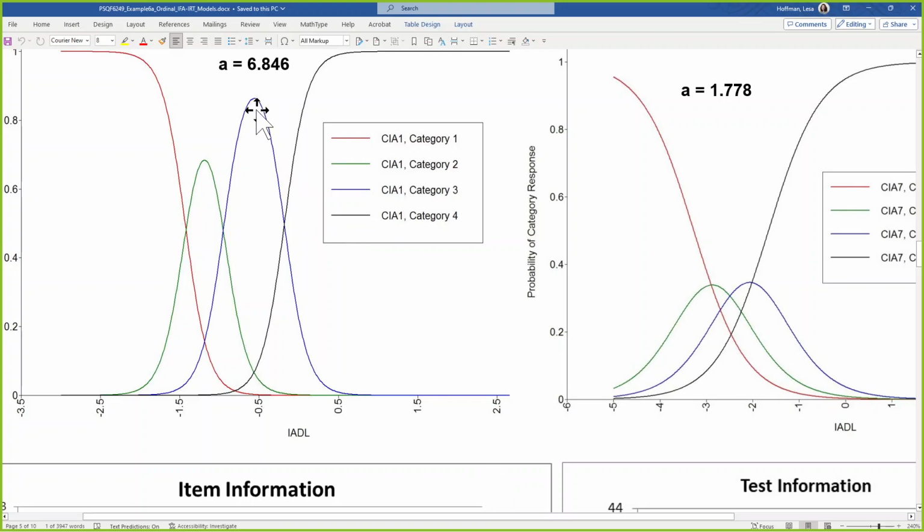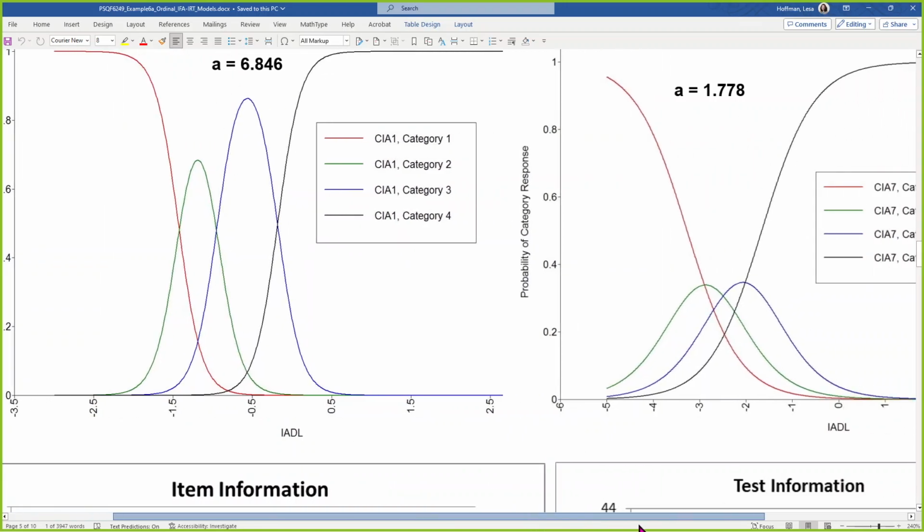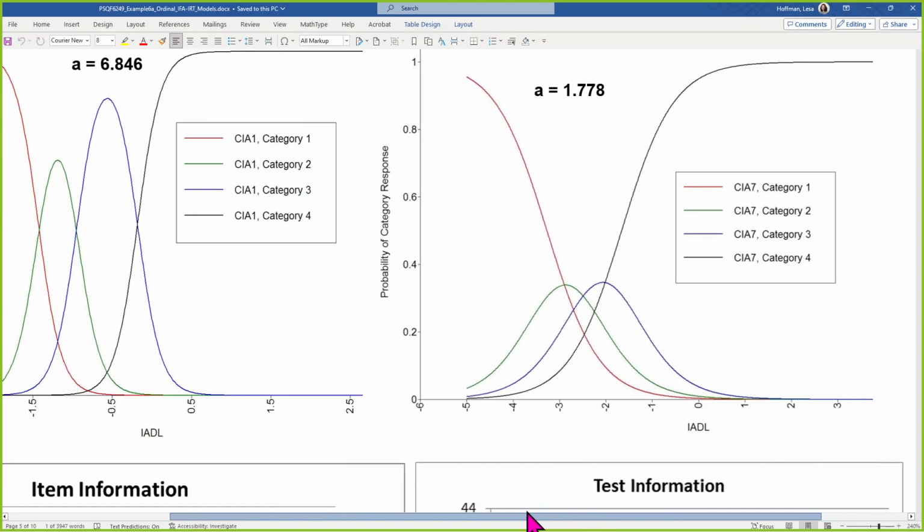So I intended for these pictures to illustrate differences in A as discrimination. However, and as noted in the comments here, yeah, I didn't even notice the x-axis. That's because it's tiny font. But where the item is centered is illustrating difficulty. So for this item, the x-axis ranges from negative 3.5 up to 2.5, whereas item 7's ranges from negative 6 up to 3. So 7 is centered further over because 7 is a series of easier difficulty values.